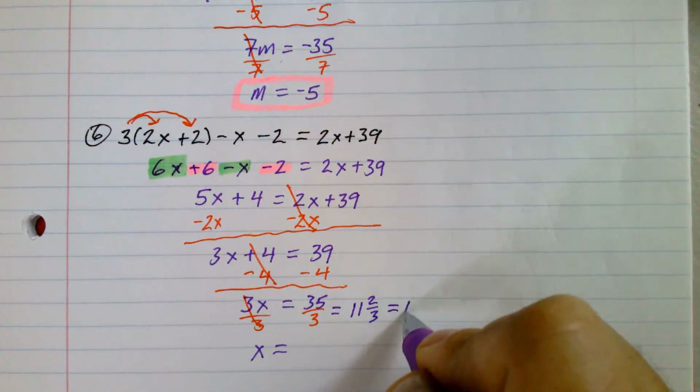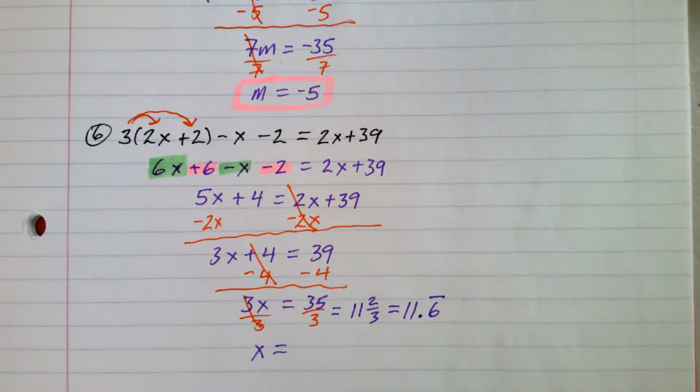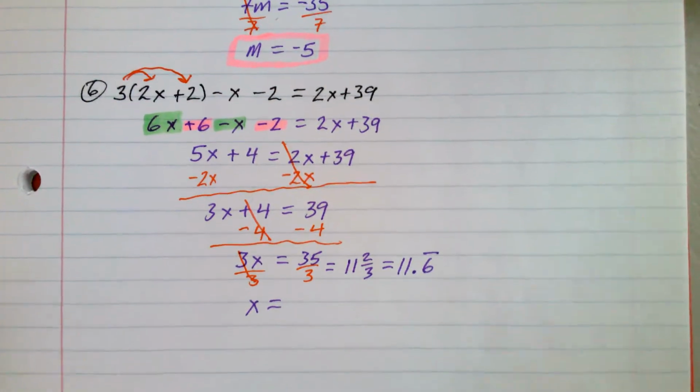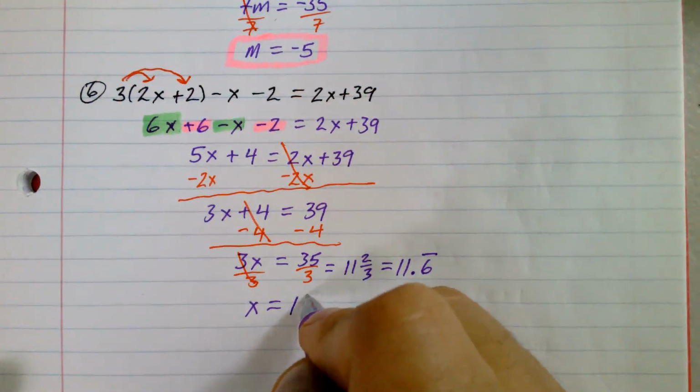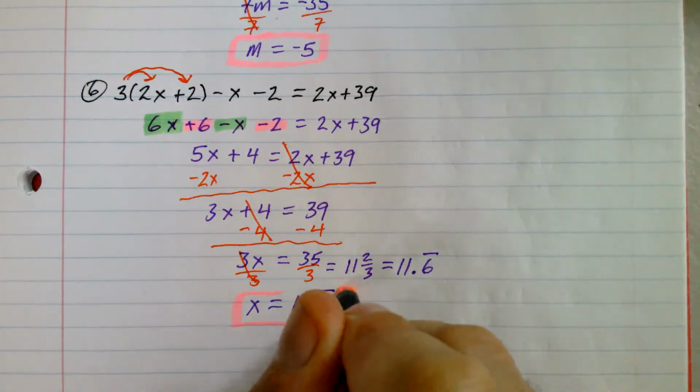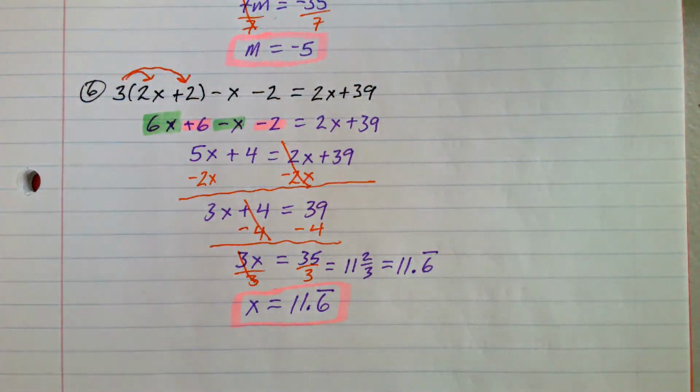Or 11.6 repeating. Either one is good. Remember, that one's a repeating decimal. Correct me if I'm wrong, guys. Can you back me up on that? If you do it on the calculator, what's 35 divided by 3? Okay. So some of you love your decimals. I'll give you the decimal. But we got to be accurate and put the bar there. That way we can put the equal sign. Okay? Any questions? Okay.